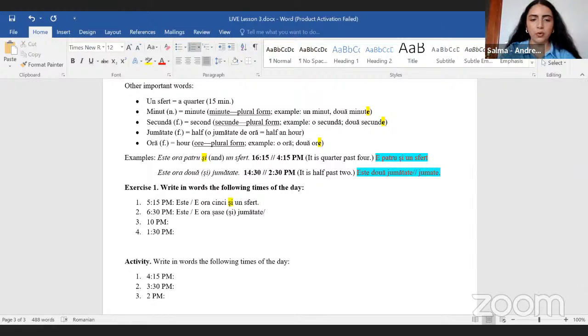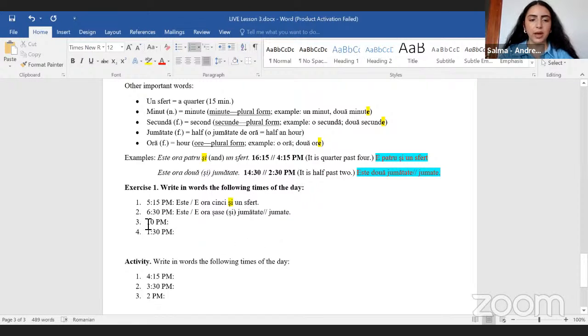And the other form for jumătate would be jumate, which is just used in the colloquial context, in an informal context. So I've just given you this form so you will know it. It's not mandatory that you remember it now. It's enough if you remember jumătate.